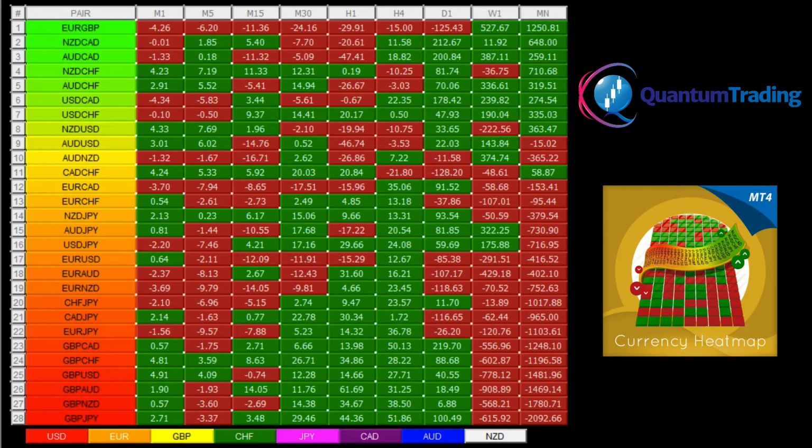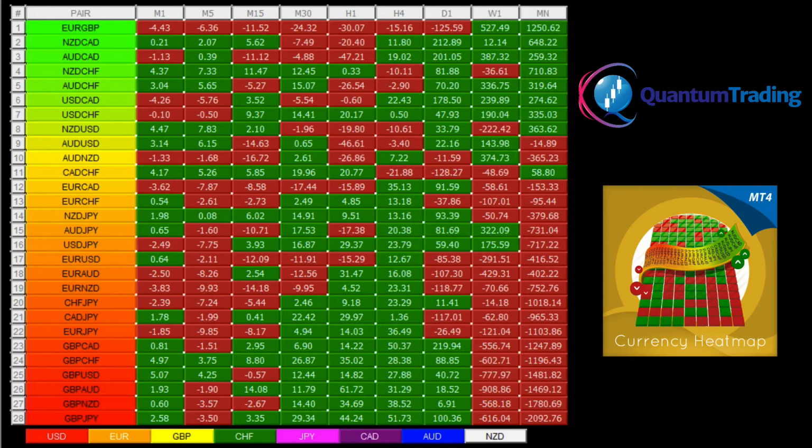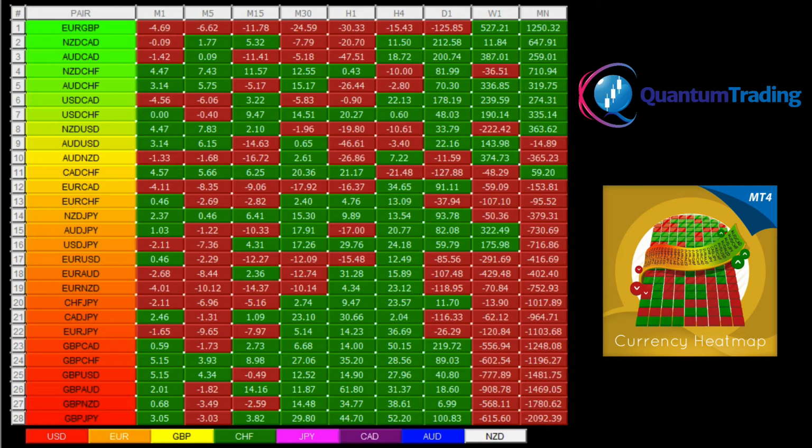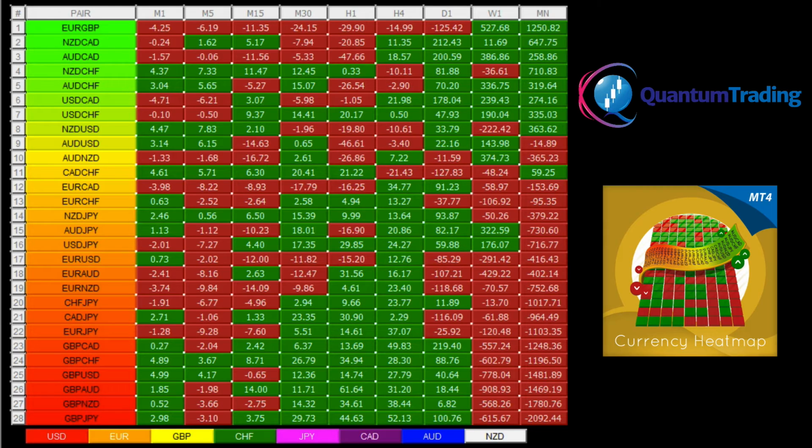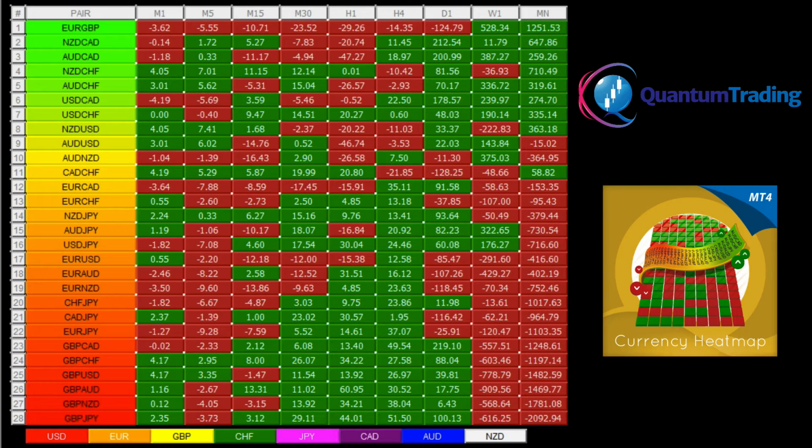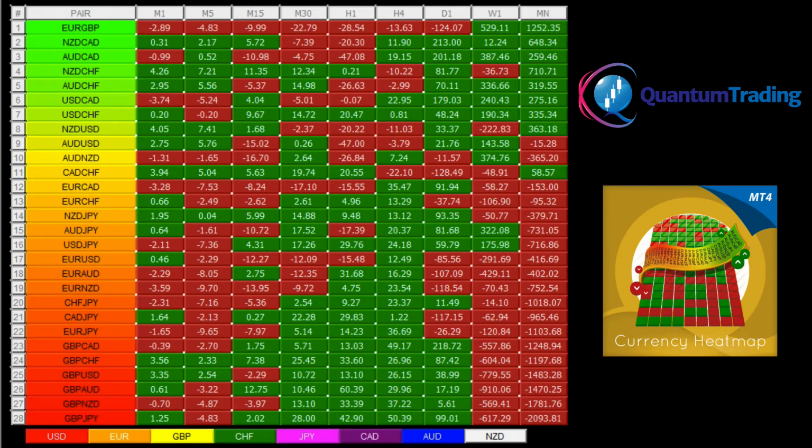In fact, so fast it displays a total of 252 chart snapshots on one screen. That's 28 currency pairs in 9 timeframes. Almost impossible to imagine if displayed in a conventional way. Now, thanks to the quantum currency heat map, seeing and interpreting this much trading data has never been so easy.